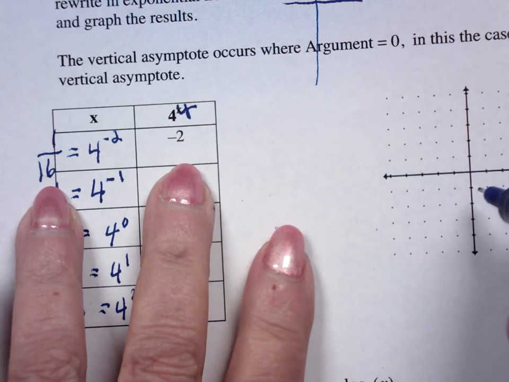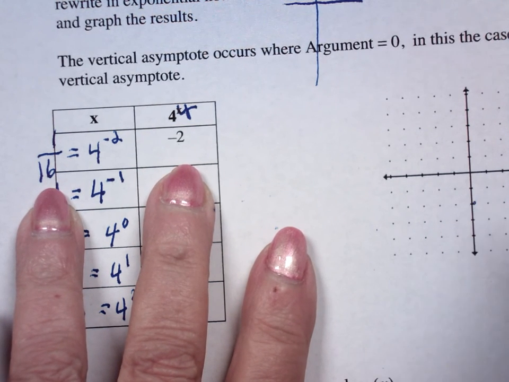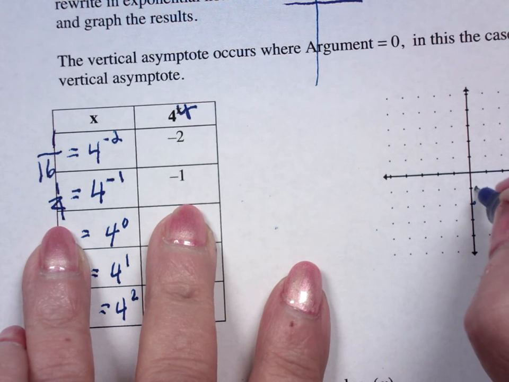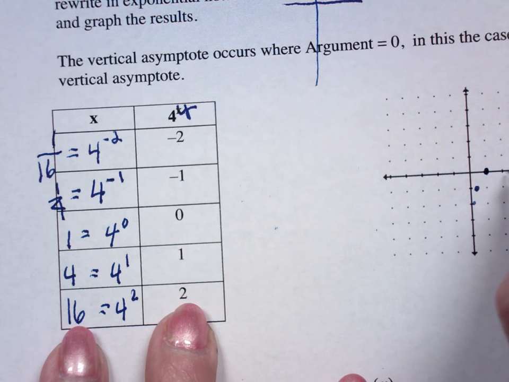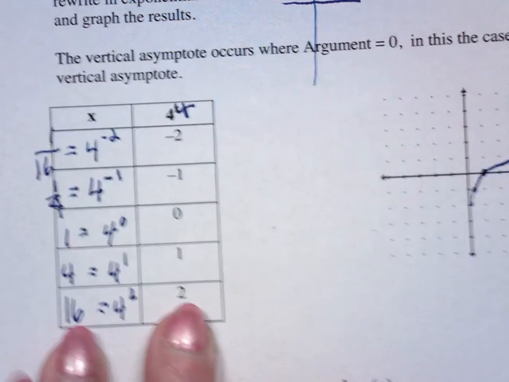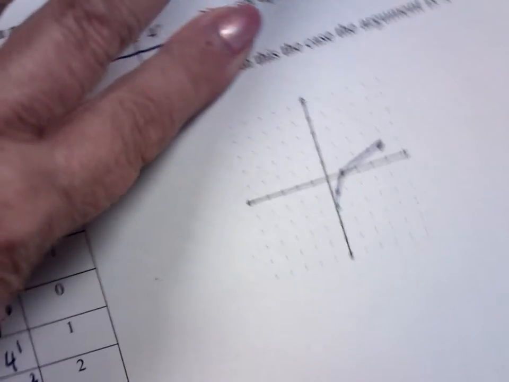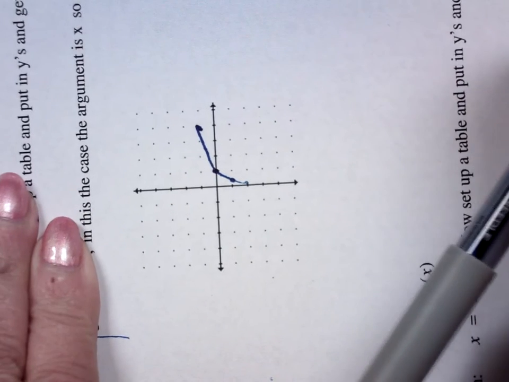So it says 1 over 16 is negative 2. 1 over 4 is negative 1. 1 is 0. 4, 1, 2, 3, 4 is 1. And now if I draw it, does he kind of look like the exponential function? See, what if I were to flip him 90 degrees? In other words, mix x and y. Does he now look like the exponential?